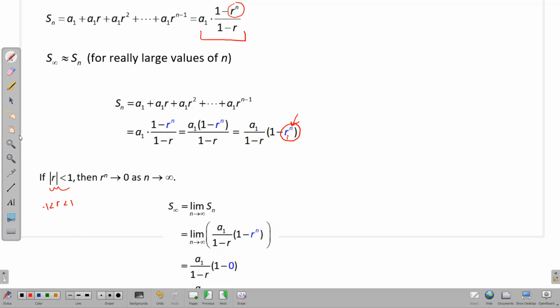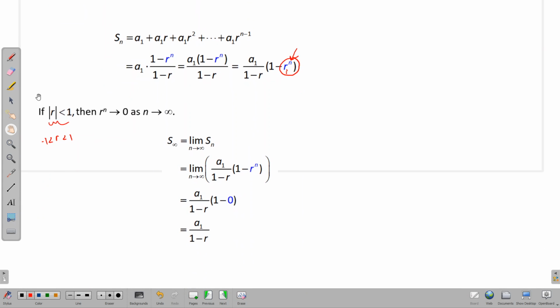The way we would typically write this in calculus, we would say we know that if this thing converges, then the infinite sum, the sum of the infinite geometric series, is the limit of this partial sum, which means it's the limit of this expression.